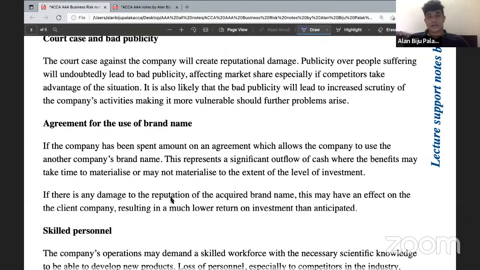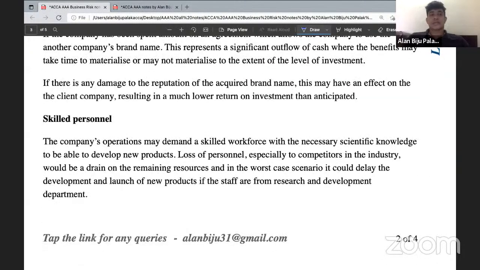So automatically it will create damages for the company, as well as there is also a possibility that the company will be facing cash flow difficulties. So this cash flow difficulties point can be used at any point. Just consider like this: wherever there is possibility of having huge cash outflows, in that situation, the company will face cash flow difficulties. Then skilled personnel.